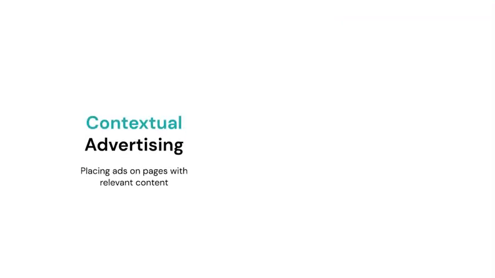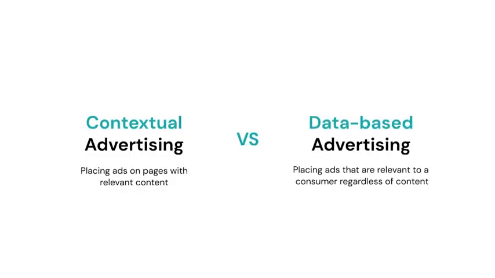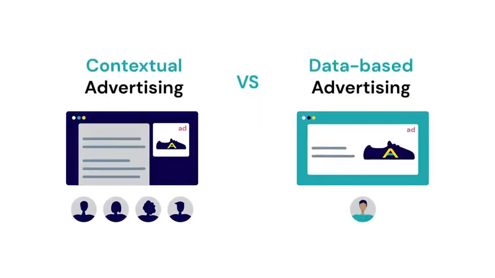Since the early 2000s, advertisers have made a paradigm shift from contextual advertising, or placing ads on pages or in places with relevant content, to data-based advertising, or placing ads that are relevant to a consumer, regardless of the content they're looking at. An example of contextual advertising would be an ad for running shoes on a website about running. Whereas with data-based advertising, an ad for running shoes could appear on a news site, for instance, but the ad is put in front of a consumer who has previously shown an interest in running.